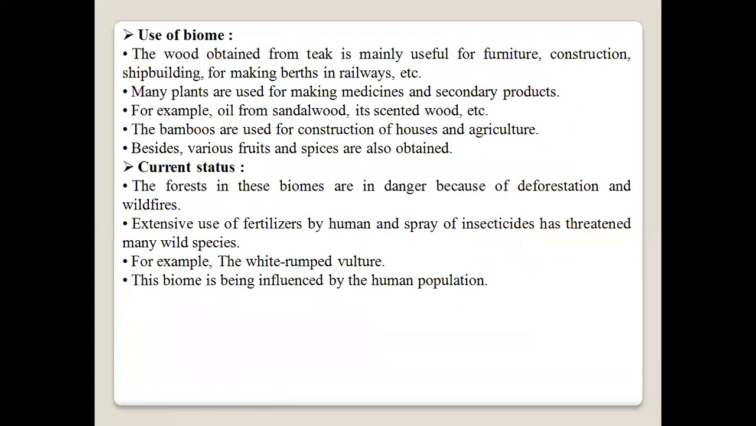Use of biomes. The wood obtained from teak is mainly used for furniture construction, shipbuilding, for making berths in railways, etc. Many plants are used for making medicines and secondary products. For example, oil from sandalwood, its scented wood, etc. The bamboos are used for construction of houses and agriculture. Besides, various fruits and spices are also obtained.